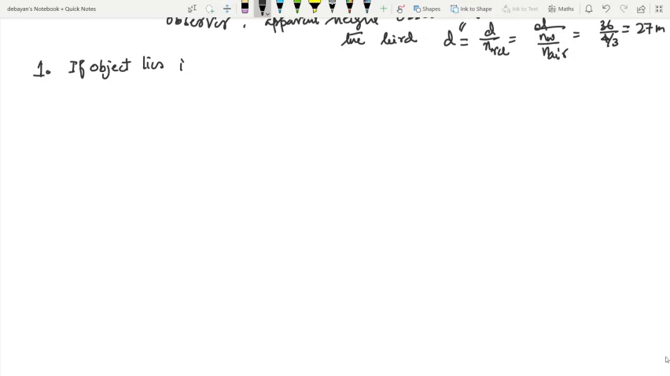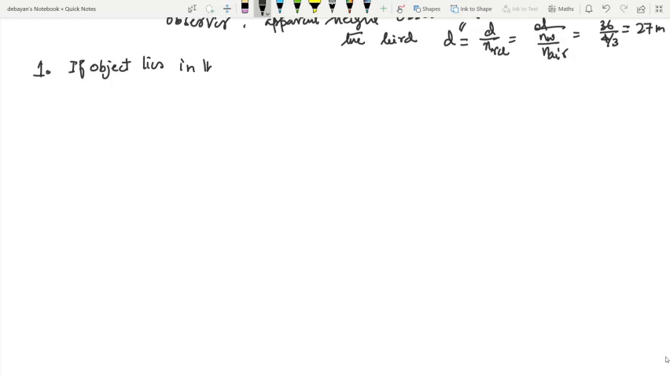that if we say the object actually lies in the rarer medium, then what we find is this particular relation, that is n1 by u plus n2 by v equals n2 minus n1 by r, that is valid irrespective of the type of spherical refracting surface.